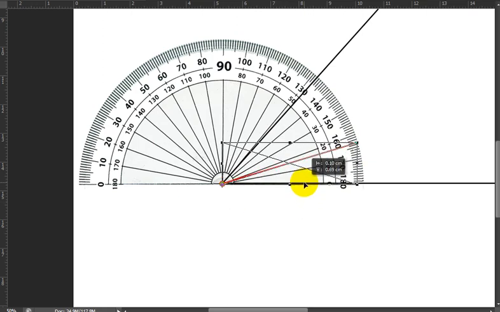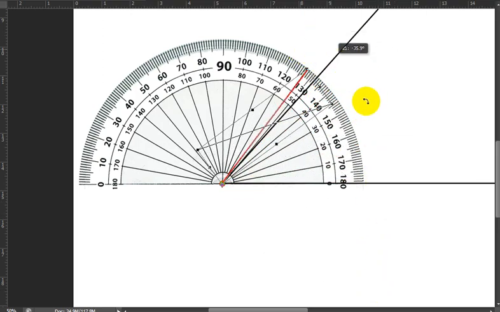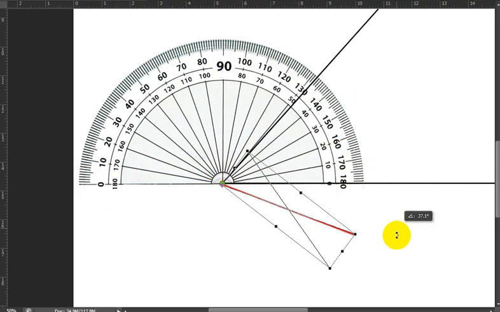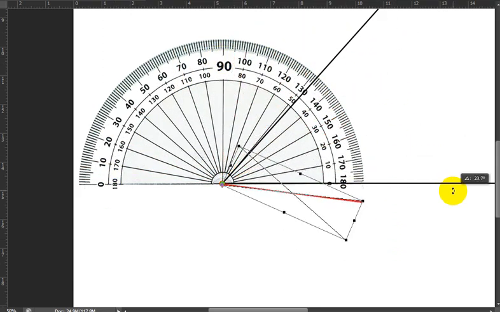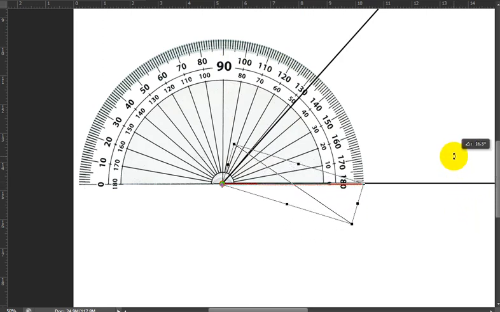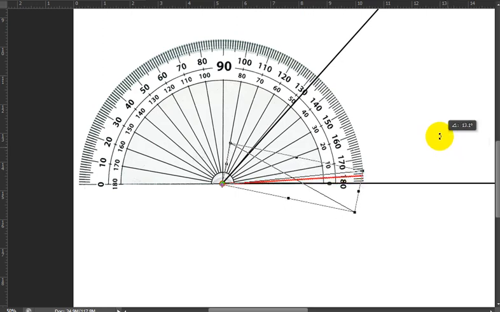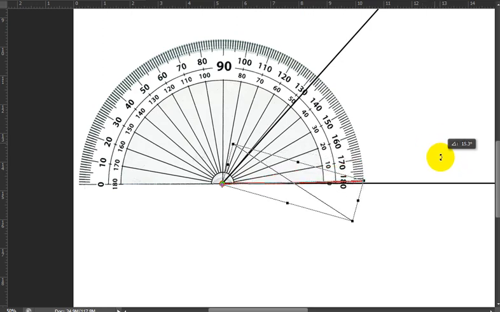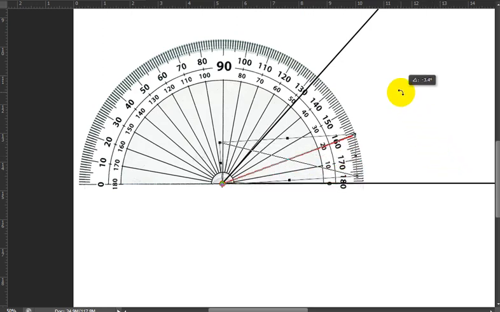Now, see how it's moving like the hand of a clock, right? And it's basically sweeping across the angle. Well, what I need to measure using this tool, my protractor, is how far does it need to sweep to get from one line to the other, right?